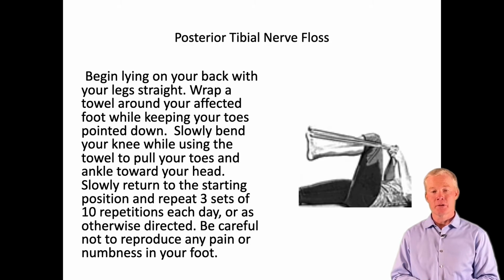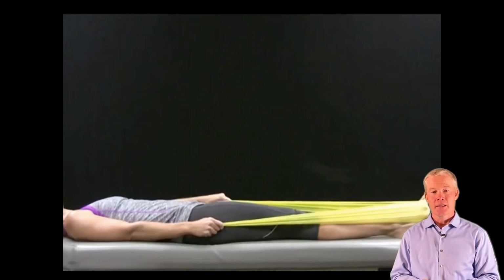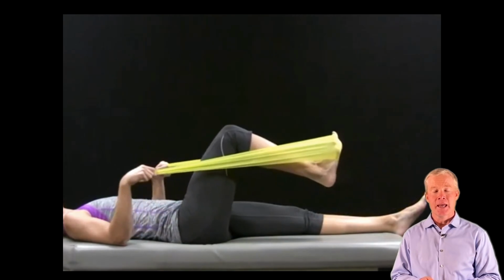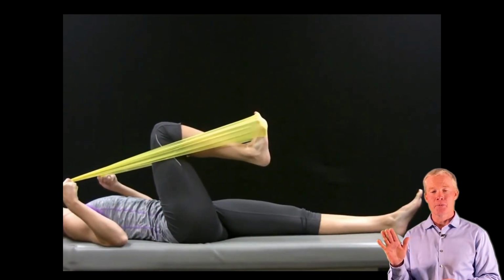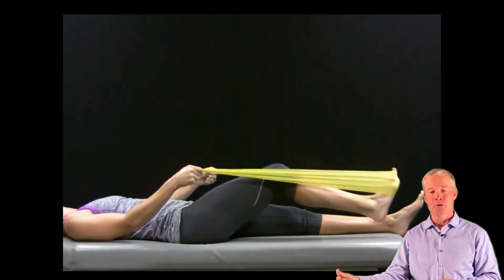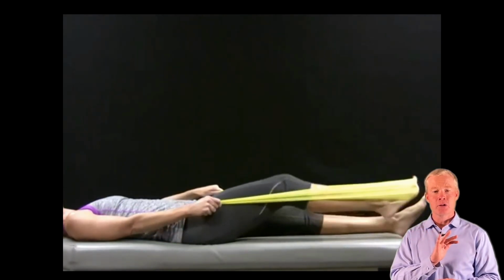So a posterior tibial nerve floss looks like this, that we have that patient flex their knee and dorsiflex their ankle with a towel wrapped around it, and then lengthen both. So go as long as you can, now as short as you can.